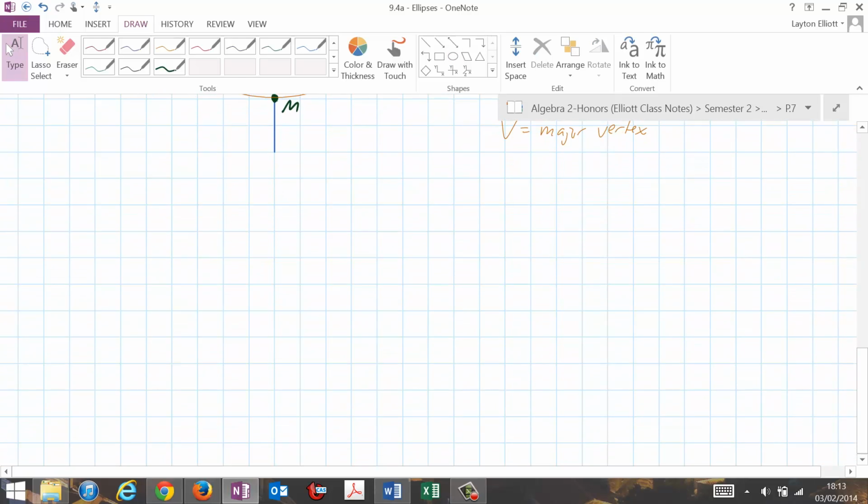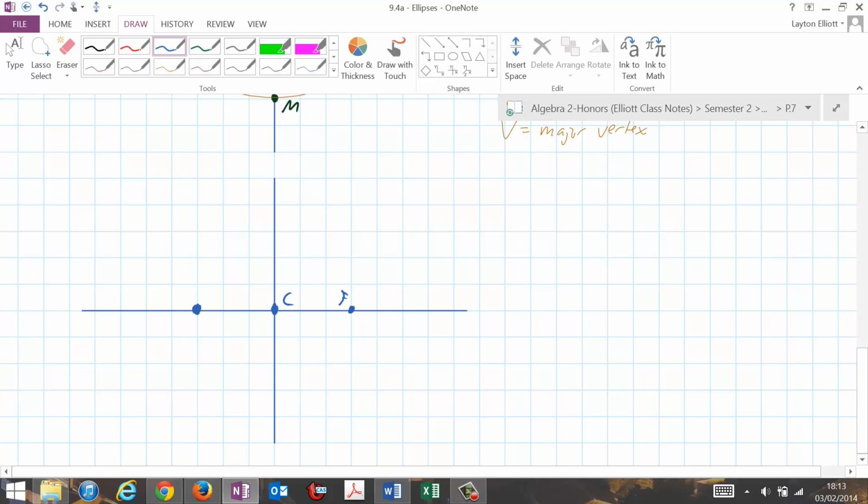So let's go down here and recreate this one more time, a little bit cleaner now that we're not setting up all the different parts. So draw a grid and label a center. And let's go 3 units to the right and label a focus, 3 units to the left and label another focus. And we're going to go 4 units up and label an M, and 4 units down and label an M. 5 units to the right and label a V, 5 units to the left and label a V.